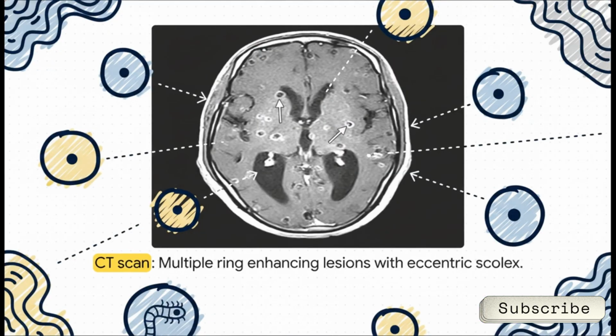When you look at a classic board exam CT scan of the brain for this condition, you'll clearly see multiple ring-enhancing lesions. But the absolute dead giveaway, the thing that practically screams NCC, is that tiny hyperdense dot right inside the hypodense vesicle. That is the eccentric scolex. If you see a ring-enhancing lesion with a little dot inside it on test day, you immediately think neurocysticercosis.